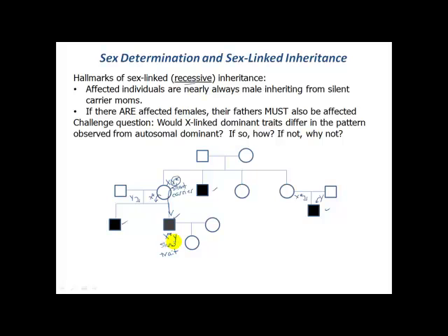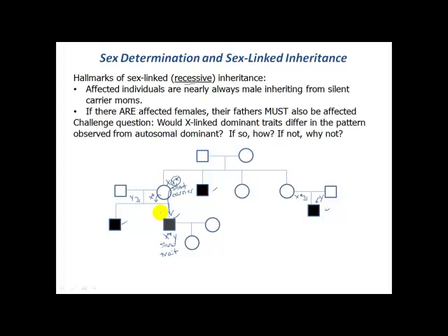All right? So those are the hallmarks of recessive X-linked inheritance. And when we say sex-linked, we almost always are talking about X-linked, because there are so few genes on the Y chromosome. So number one hallmark: mostly males are affected, and they're inheriting through their moms, right? You can see both of these males are inheriting from mom.